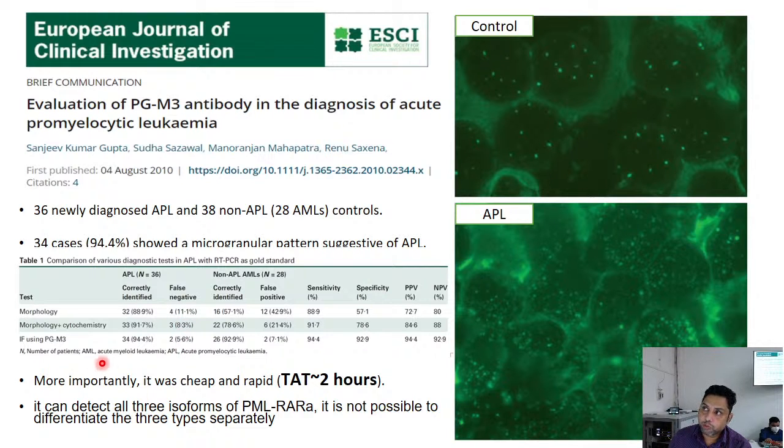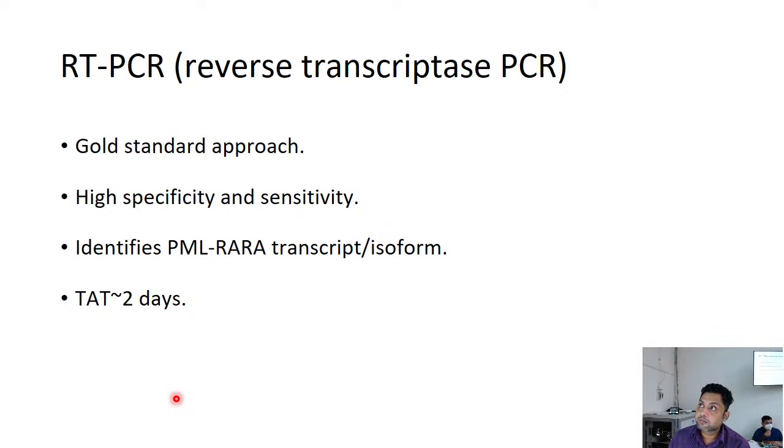36 newly diagnosed acute promyelocytic leukemias were recruited. As you can see, the sensitivity and specificity were almost 94% and 92% to diagnose APL. Normal cells will show the promyelocytic leukemia gene as nuclear bodies. However, in case of APML, a microspeckling pattern can be seen, which is diagnostic of acute promyelocytic leukemia. More importantly, this technique is cheap with a shorter turnaround time of just 2 hours.